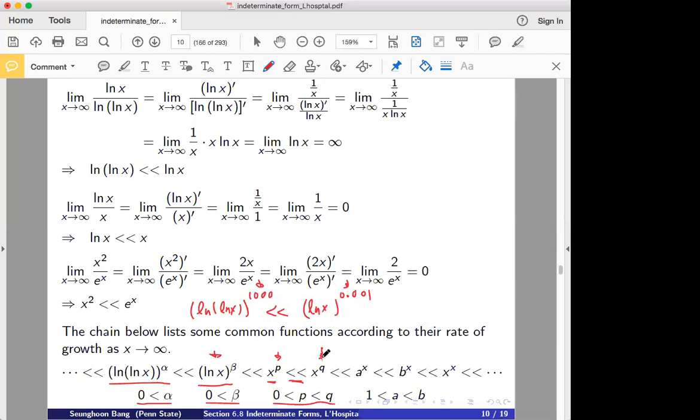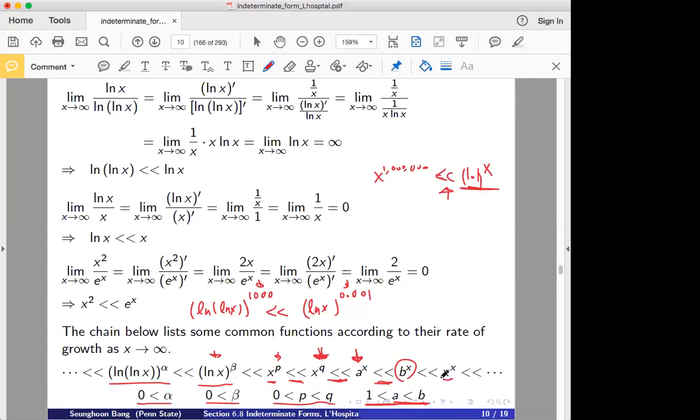So one more, x to the power q, like exponential function. Exponential function is growing faster than any algebraic function. One example is x to the 1 million. This is 1.12 power x. So exponential function is always growing faster. One important thing is that a is greater than 1. So b to the x is growing faster than a to the x. We have this inequality. The b is greater than a.